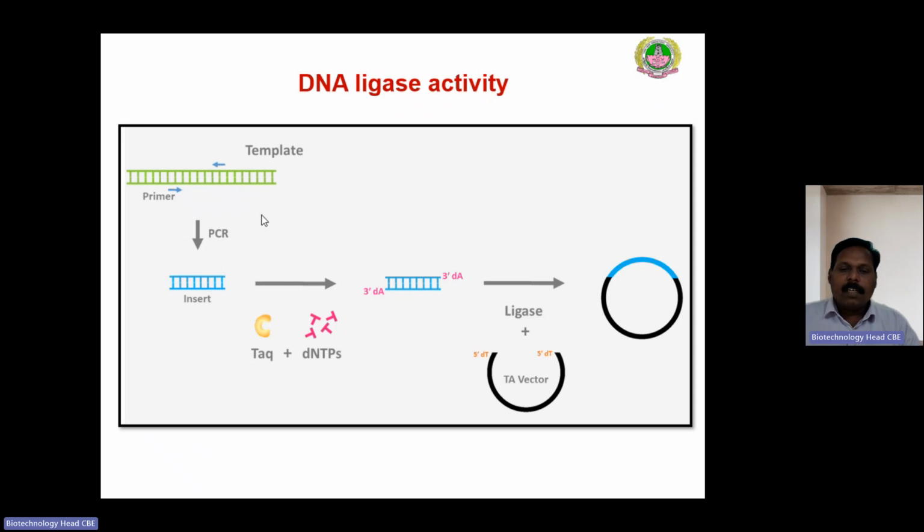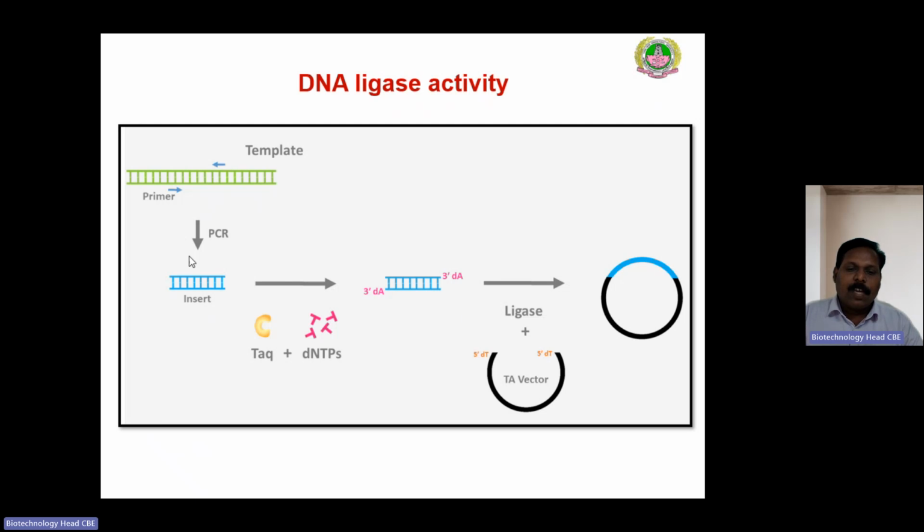When we generate the insert DNA by specifically using the gene-specific primer to act upon the template DNA from any host DNA, maybe a genomic DNA, you are pulling out a particular fragment of the gene by using gene-specific primer in a polymerase chain reaction. This insert DNA has to be modified with some of these DNA manipulative enzymes, so that they are amenable for cloning in a vector system.